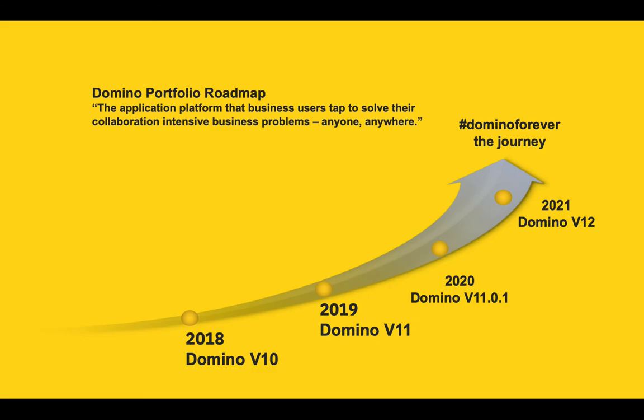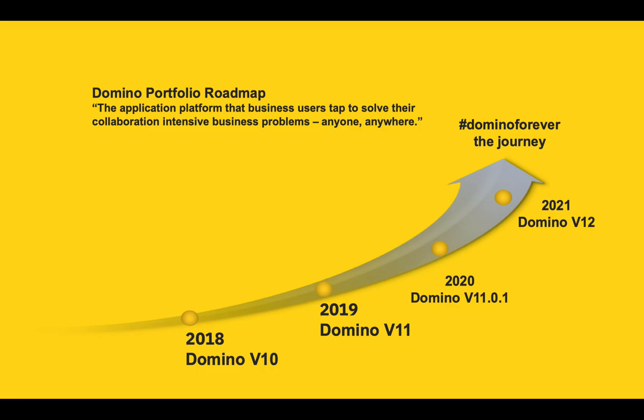So in short, there is a Domino portfolio roadmap that I started designing from 2018. Why 2018? That's the moment that HCL came into the picture and they started to develop on Domino V10. The last version of Domino before HCL was involved was V9, and V9 was developed in 2013. So there was a huge gap between the versions. Since HCL is in charge, in 2018 they developed Domino V10.